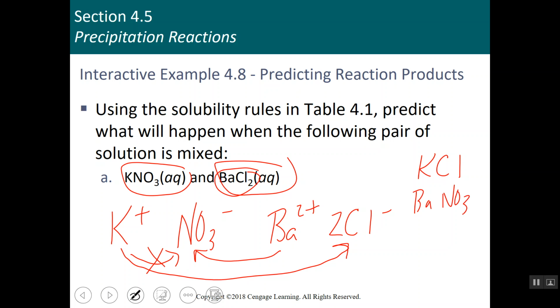The first rule was all nitrate salts are soluble, so that one's not going to form a solid. And the second rule said all chloride salts were soluble except for silver, mercury, and lead, and this is not silver, mercury, or lead, so that one's not going to form a solid. So when I put these two compounds, or these two chemicals together, nothing's going to happen.